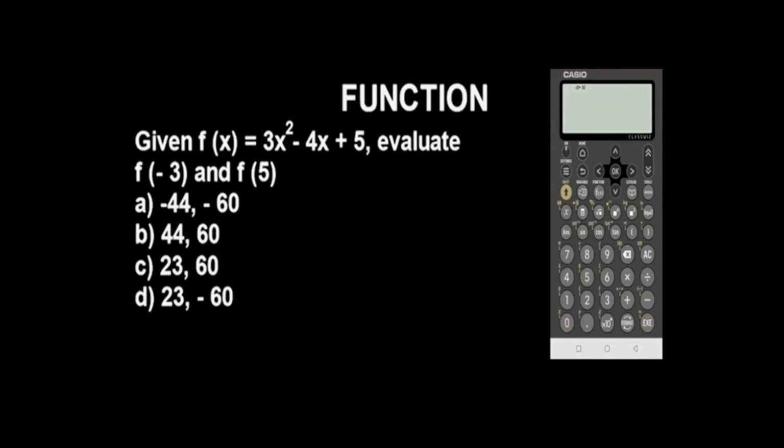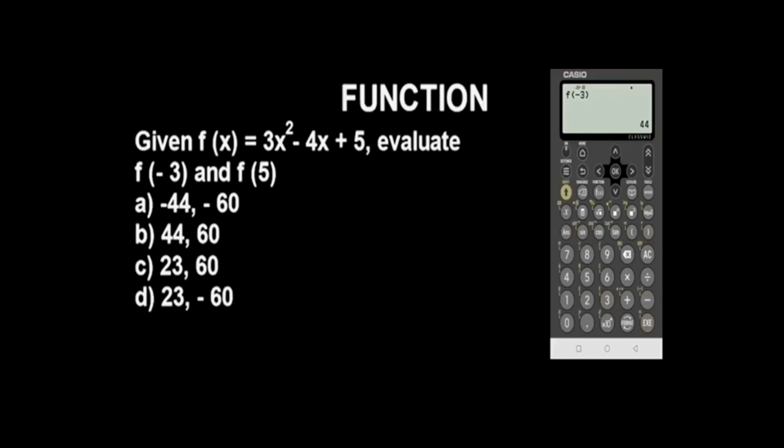Now we're asked to find f of -3 and f of 5. To simply get it, let's begin with f of -3. Press this function button again. Now f of x, let's input -3 there. So f of -3, close the bracket, what's the output? Execute. 44. Alright, so f of -3 is 44.